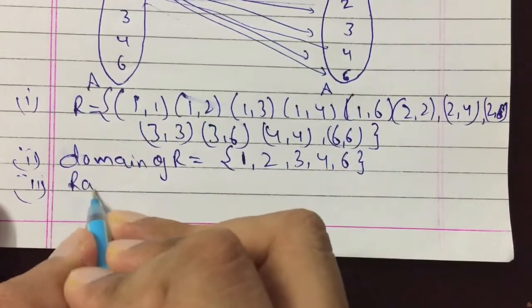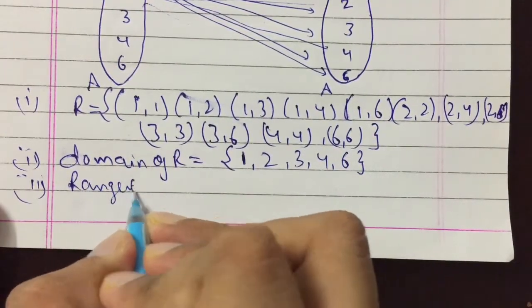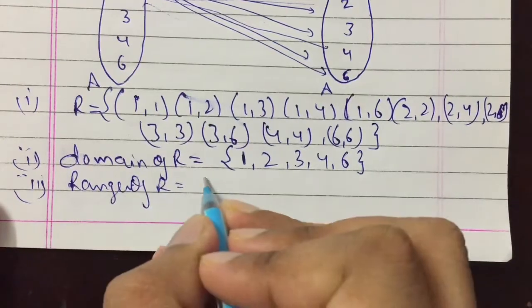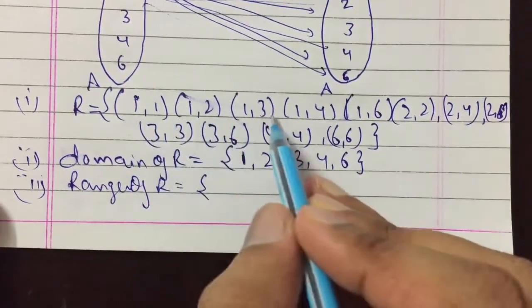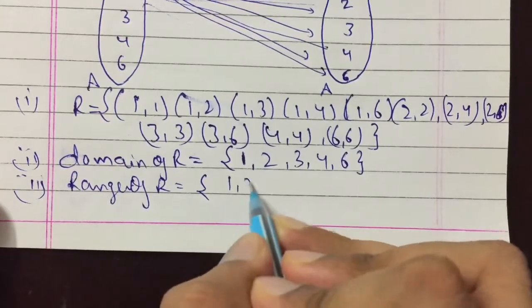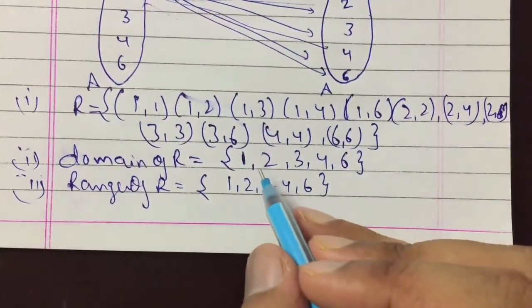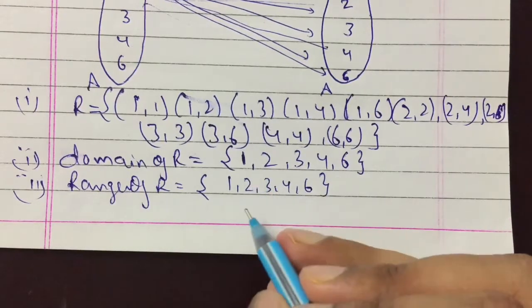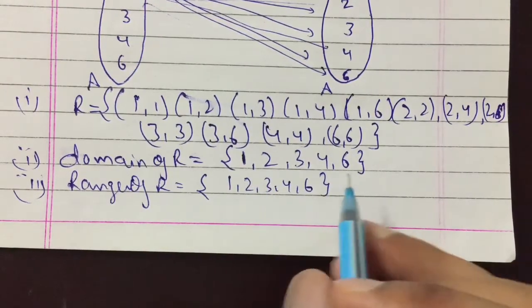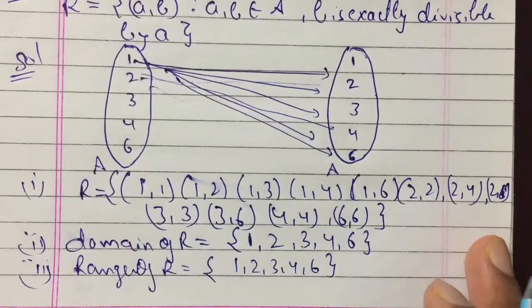So range. Now range of R, right? So 1 2 3 4 6. So this is domain of R and this is range of R. So I hope it is clear to you. You can pause the video to note it down.